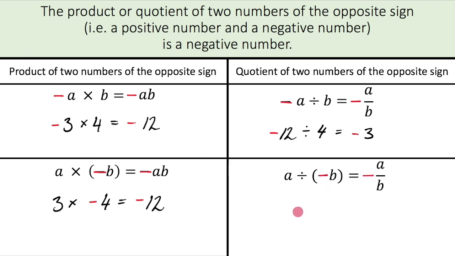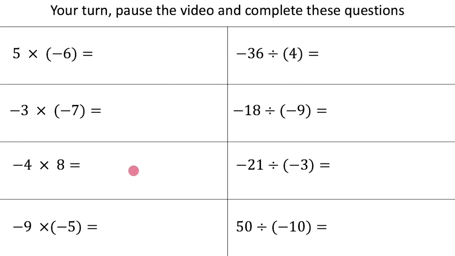To give you an example of this, if I had 12 divided by negative 4, my answer is going to be negative 3. So again, just to recap this rule, the product or quotient of two numbers of the opposite sign is a negative number. So now it's your turn. I want you to pause the video and give these questions a try. Good luck. So how did you go with it?